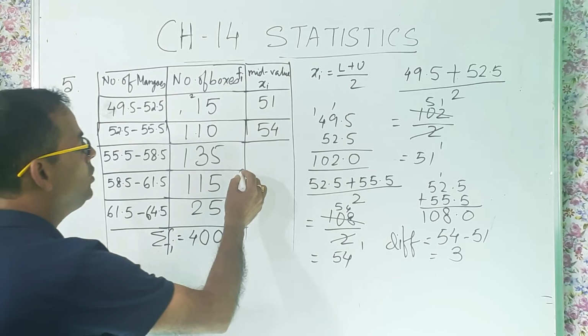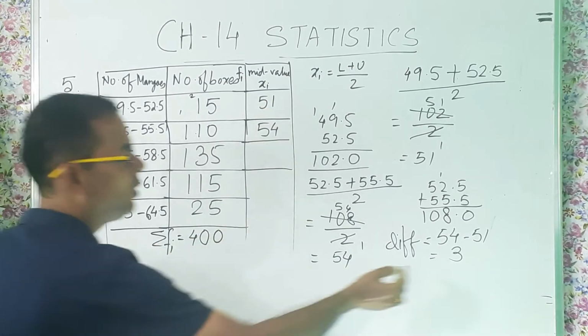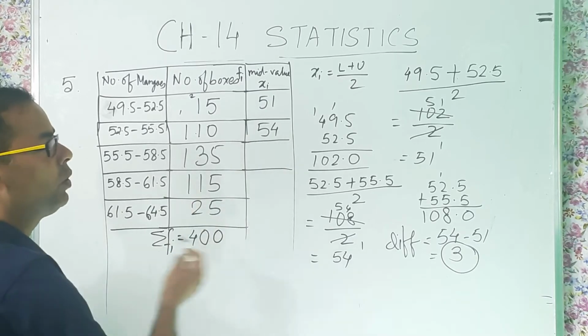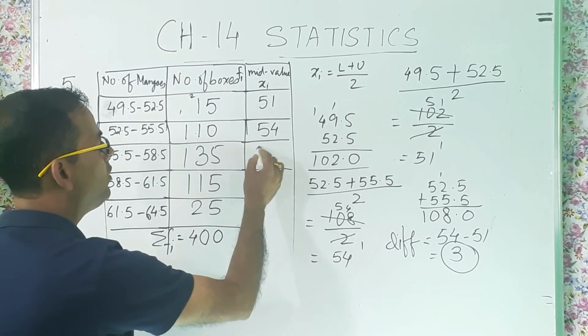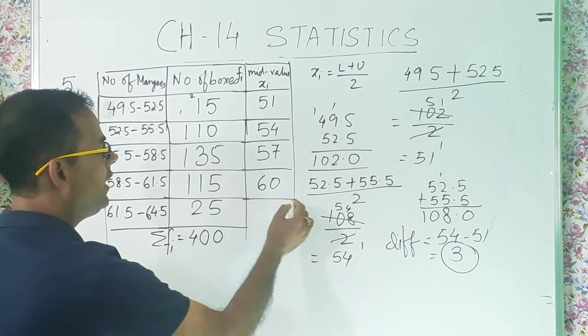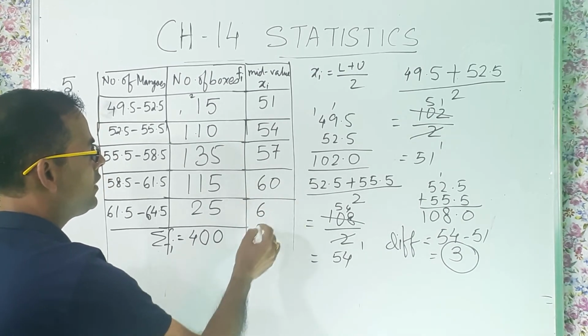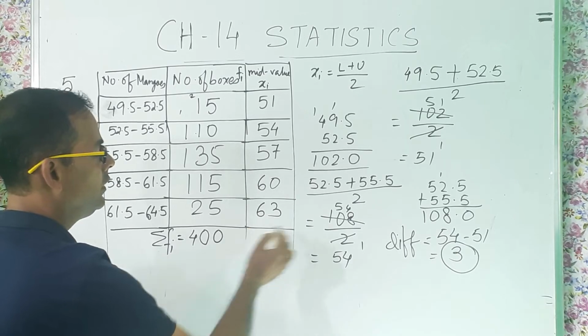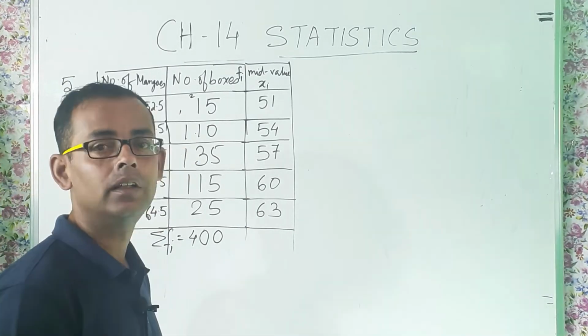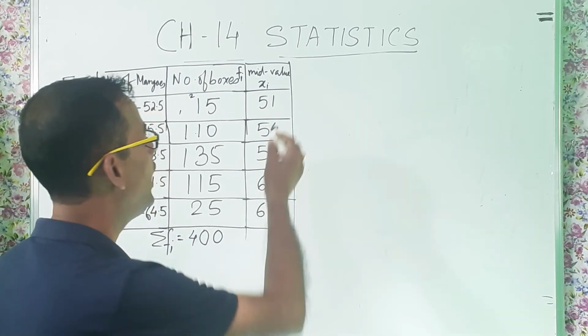So, how will we do it? See, 51 plus 3, because here 3 is coming, the difference. So, 51 plus 3, 54. Again 54 plus 3, 57. Again 57 plus 3, 60. Again 60 plus 3, 63. So, I think up to this much it is clear. Okay. Now the last column.